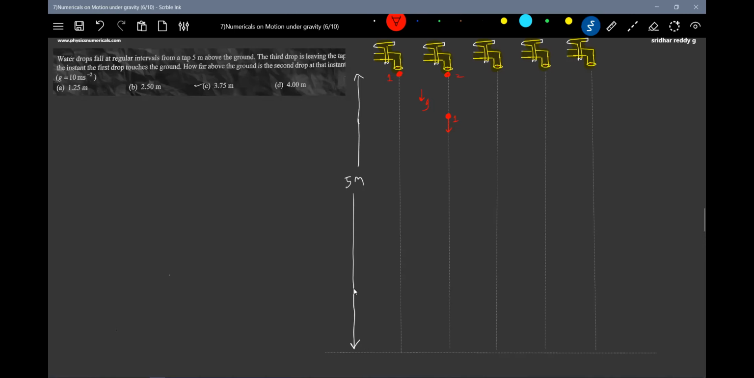Drops leave at regular intervals from a tap 5 meters above. The third drop is leaving the tap at the instant when the first drop touches the ground. I will do one thing. This will be first. When the first drop is striking the ground, the second drop will take the earlier position of the first drop, and the third drop is leaving the tap. I think that's the overall sequence.